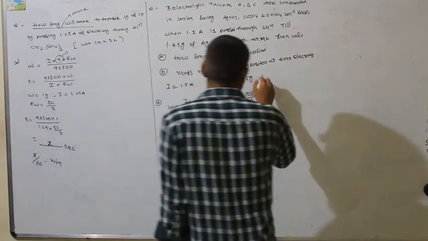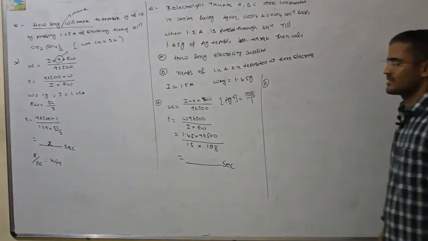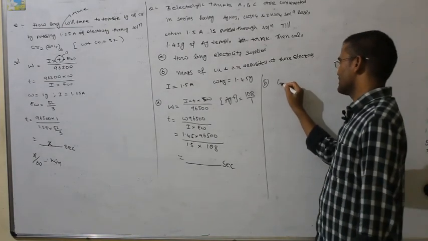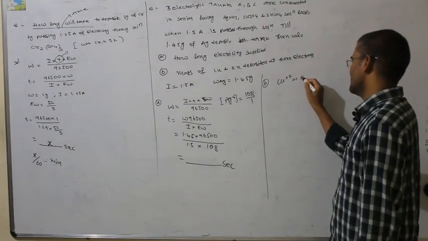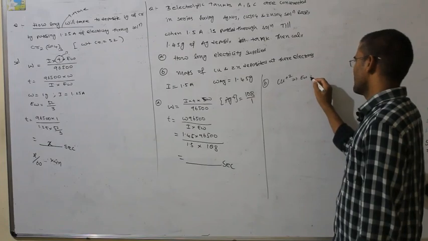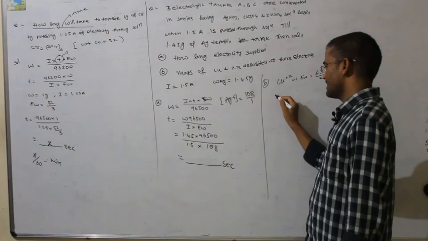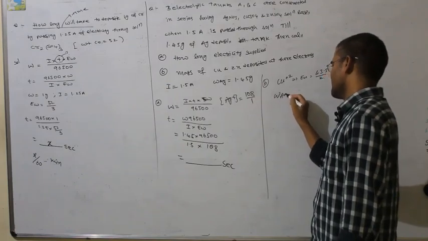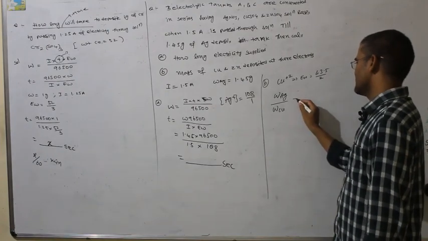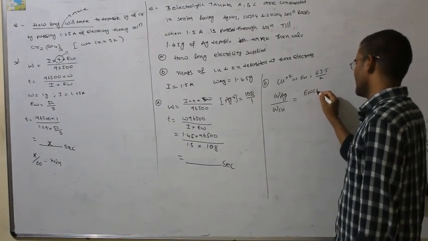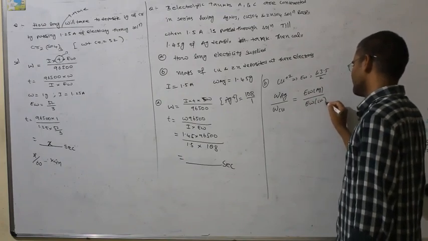Next, question B: how much copper and zinc is deposited? For copper, copper sulfate means Cu plus 2. What does its equivalent weight become? Equivalent weight is equal to 63.5 by 2. So from the second law we can write: mass of the Ag deposited by mass of the copper deposited is equal to equivalent weight of Ag by equivalent weight of copper.